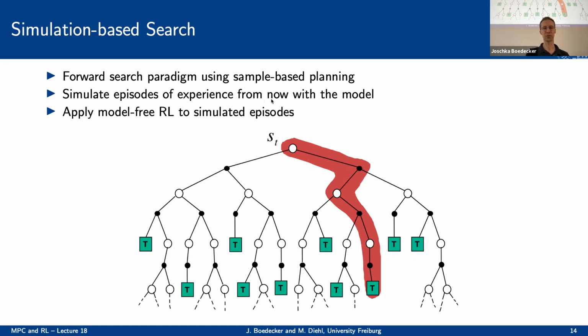So you start from now. Now is the state S_T, and you use your model to see what potential futures might hold for you. And then again, you can apply model-free RL to these simulated episodes to basically store the experience that you've gathered with these random rollouts and amortize them in your Q values.